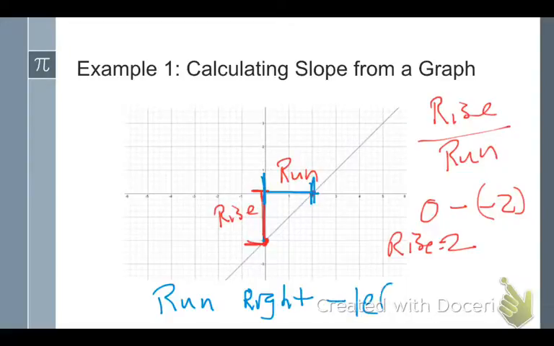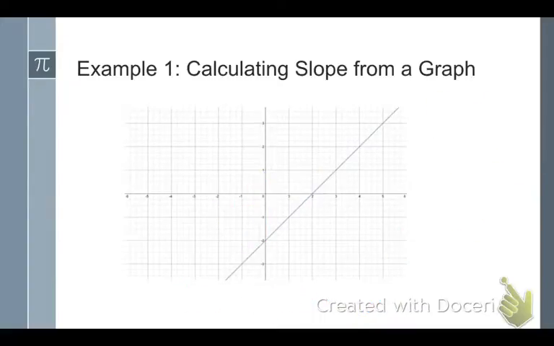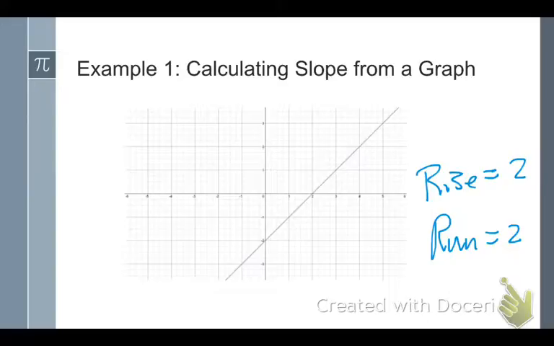And that's how we calculate the run. So 2 minus 0, so the run is also 2. The run equals 2. I had a rise of 2 in the last slide. If you rewind the video, you'll see where that came from.